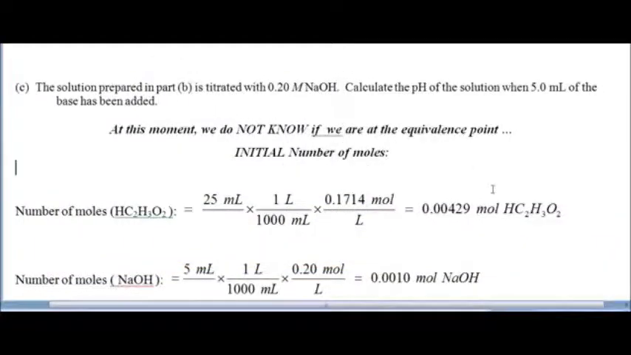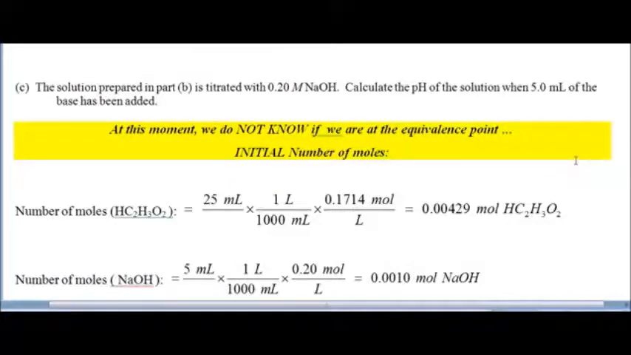Part C says the solution prepared in Part B is titrated with 0.2 molar sodium hydroxide. Calculate the pH of the solution when 5 milliliters of the base is added. At this point in the question, we do not know if we are at the equivalence point. So what we need to do is a calculation to see how many moles of the acetic acid, or the weak acid, we have and the number of moles of the sodium hydroxide, or the strong base, we have. If those two numbers of moles are identical, we are at the equivalence point. If they are not the same, we are not at the equivalence point.